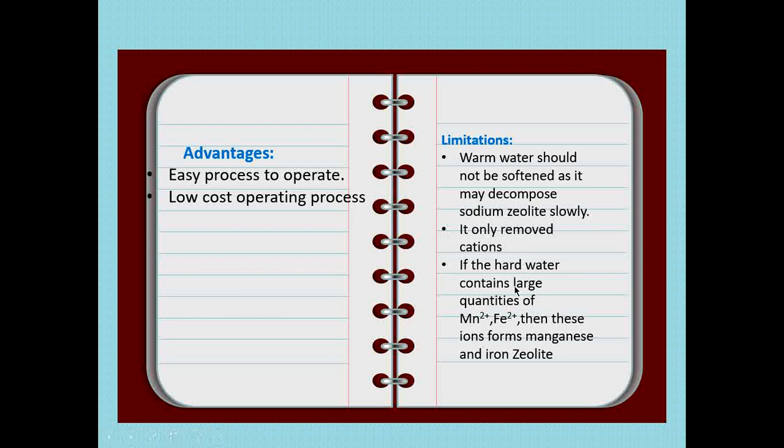If the hard water contains a large quantity of manganese and Fe ions, then these ions form manganese and iron zeolite. Those block the zeolite bed and ultimately the working of the zeolite gets disturbed.